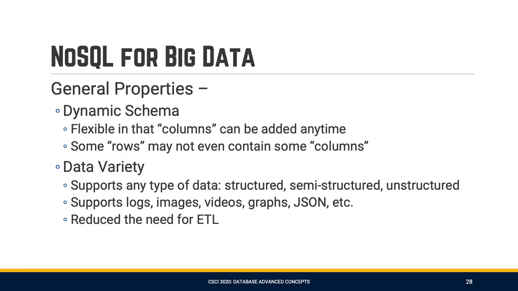Second thing is data variety. And this relates to it being a dynamic schema because data variety indicates that any type of data can be supported, whether it's structured, semi-structured, or unstructured data. Logs are usually more on the structured side, but unstructured data like images and videos and graphs are also supported in a system like a NoSQL database.